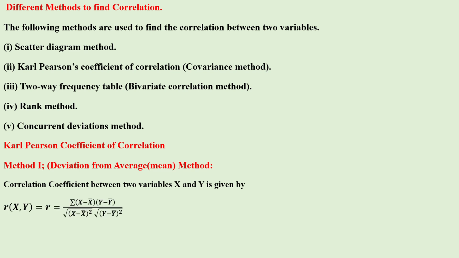So r(x, y), which is equal to small r, the notation of the correlation coefficient, is equal to summation (x minus x bar) into (y minus y bar) divided by root of summation (x minus x bar) square into summation (y minus y bar) square. Here x bar is the mean of the xi's, summation xi by n, and y bar is the average of the yi's, summation yi by n. Let small x be x minus x bar and small y be y minus y bar. The formula is very easy to remember: r equals sigma xy, small x into small y, by root of sigma x square into sigma y square.